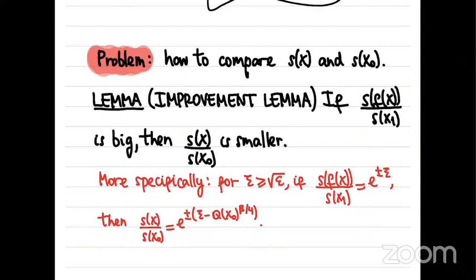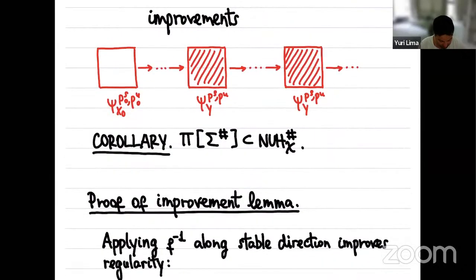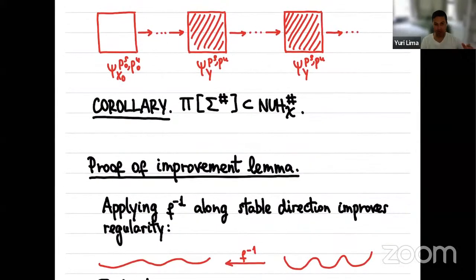How do you prove this improvement lemma? Oh, that's nice. Why? Because this is the usual philosophy that along the stable direction, f minus 1 expands it. So if it expands it, it improves the regularity. It gets something that was very curved, and then it becomes less curved. Quantitatively, how is this obtained?